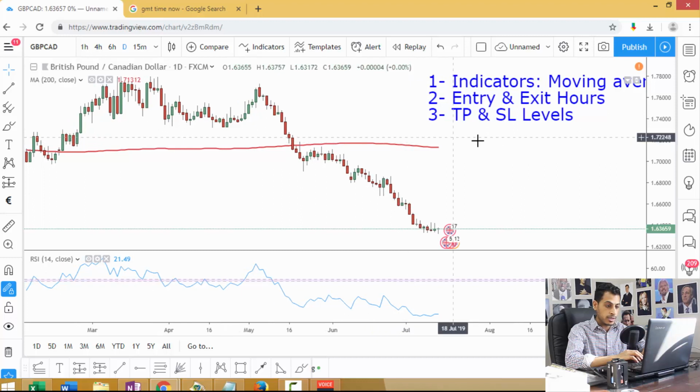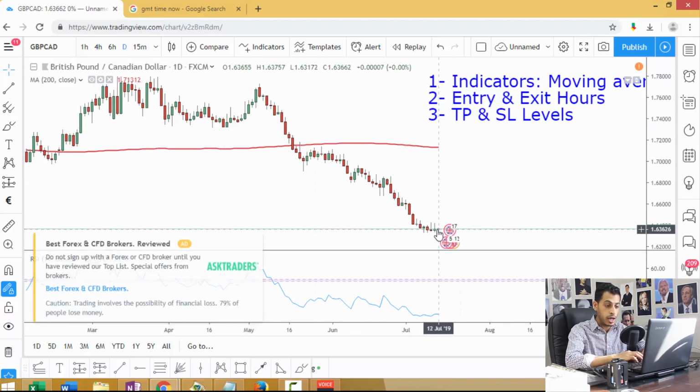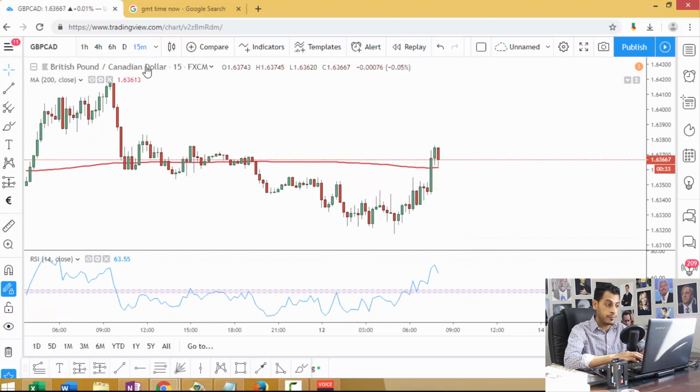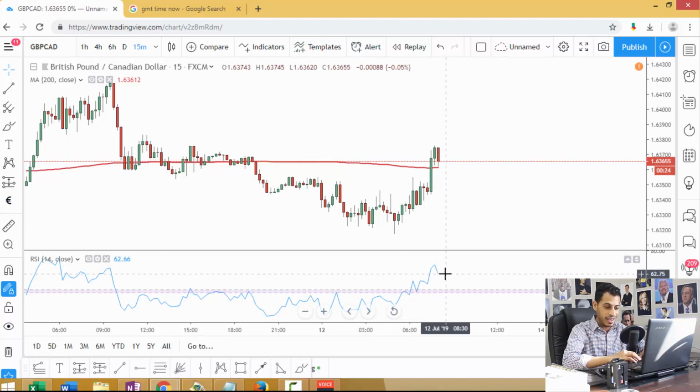So the first thing, we are going to go to the daily time frame and we will check the price right now is below the 200 moving average, which means that we are only allowed to short the market right now. Let's go to the second rule, the RSI in the 15 minutes time frame. We are only allowed to sell if the RSI is at 51 or above it, and right now we are above 51. We are actually at 62 right now.